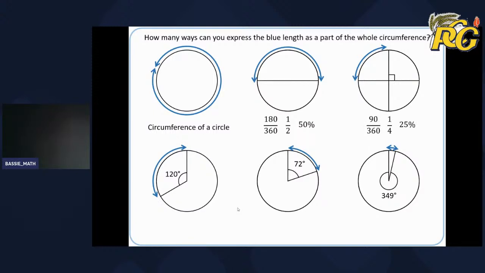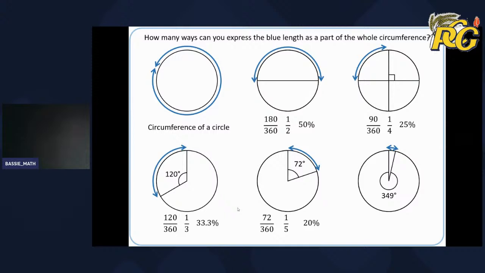Then further, we have 120. What fraction can this come up with? So 120 over 360, it's 1 over 3, or 33.3%. Then we have 72, that becomes 72 over 360, or 1/5, 20%.